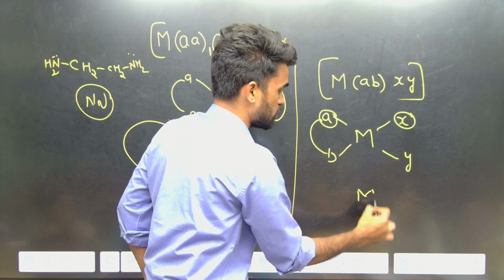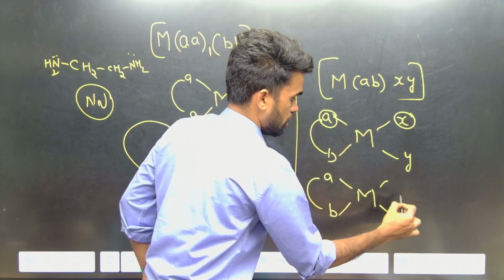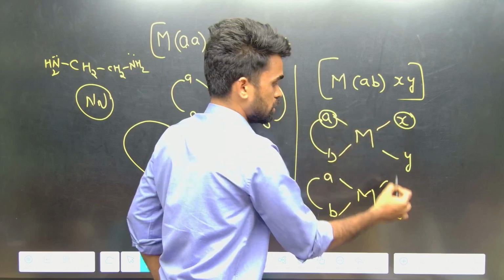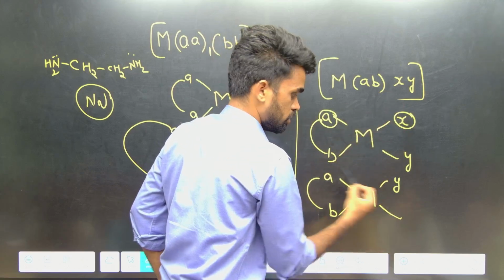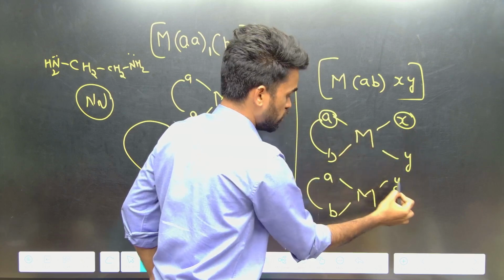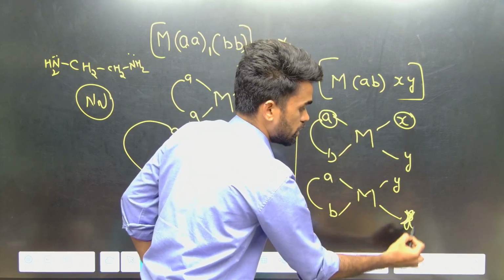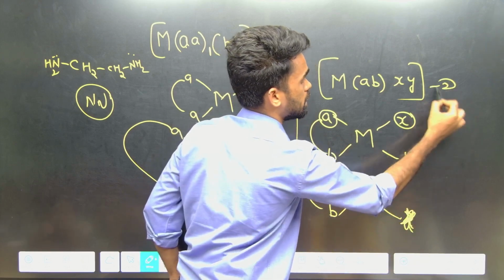Next possible structure what I can make? You interchange these two things. Y cis to A. Now Y is cis to A. Like this it is possible now. Is it possible or not? So you can write here it as 2.